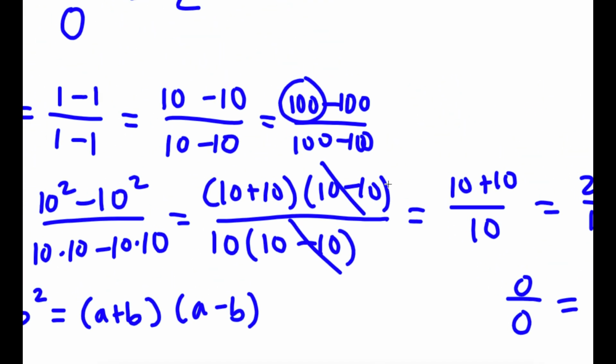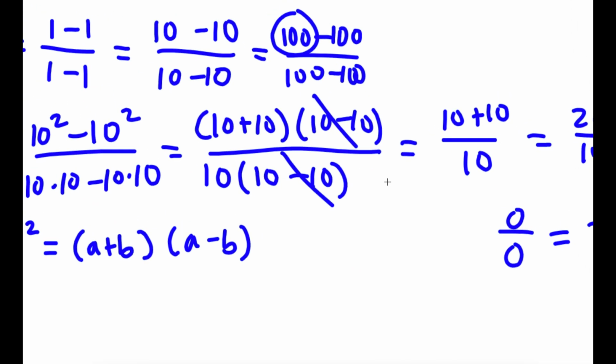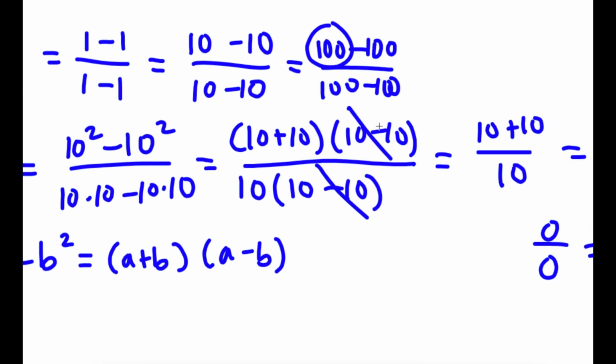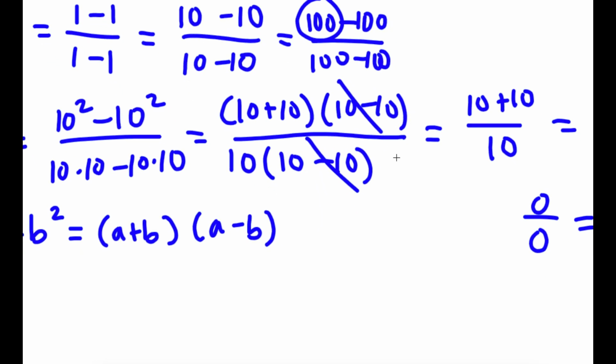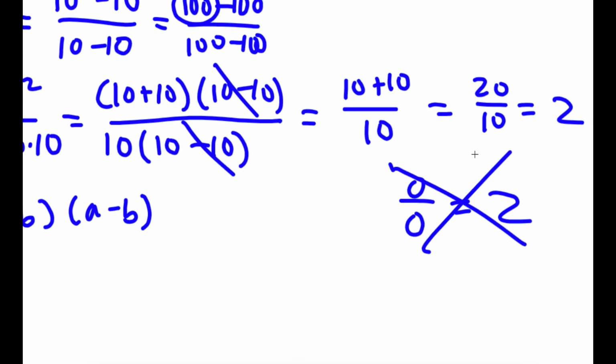Now obviously 0 over 0 is not equal to 2, and the mistake in this proof is right here when I canceled out (10 minus 10) over (10 minus 10). So what is 10 minus 10? 10 minus 10 is 0. So I'm technically canceling out 0 and 0, and remember, 0 over 0 is not equal to 1. So I can't actually cancel these two out, because that's essentially implying that 0 over 0 is 1, which it's not. So that's a mistake in this proof, and 0 divided by 0 is not 2.